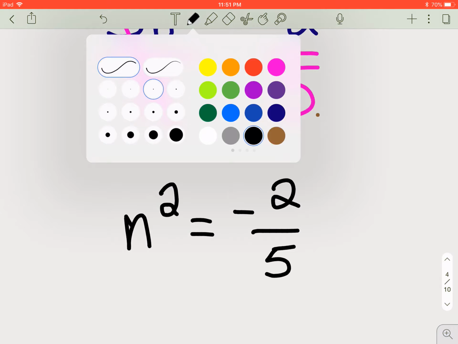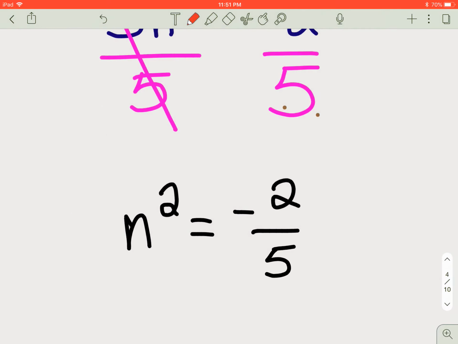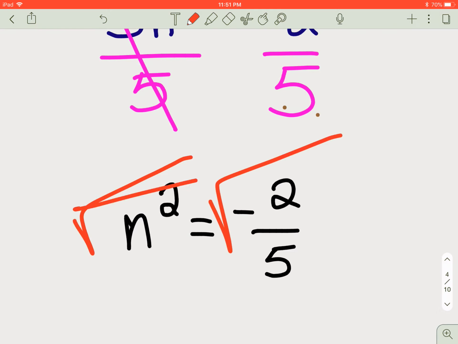I would have to get rid of my squared sign, my exponent of 2, by square rooting both sides. And those cancel out. But here is where we get to a little bit of a conundrum, or something that's kind of interesting. We've talked about in the past, you can't take the square root of a negative number. There is no way to multiply a number by itself and get a negative answer.